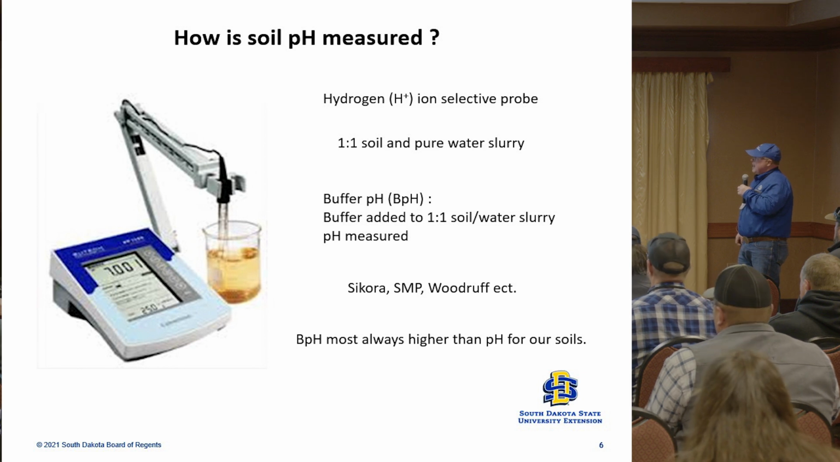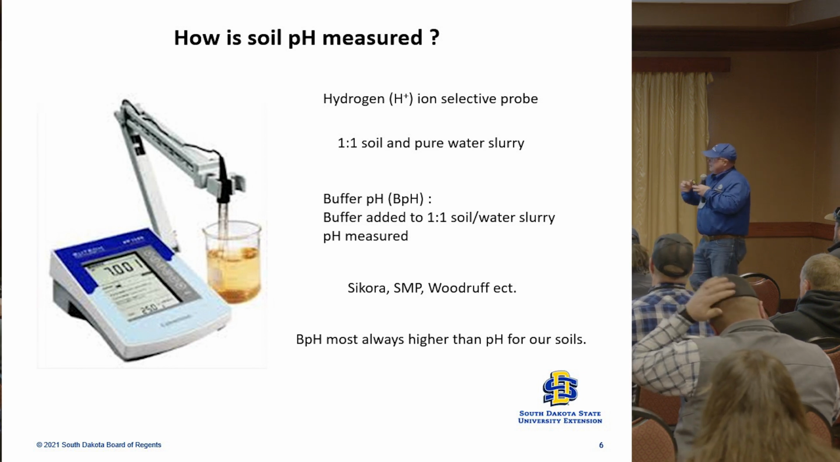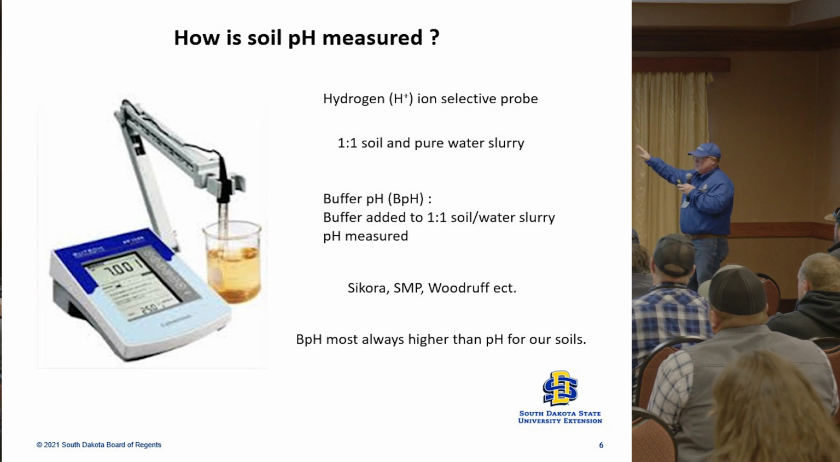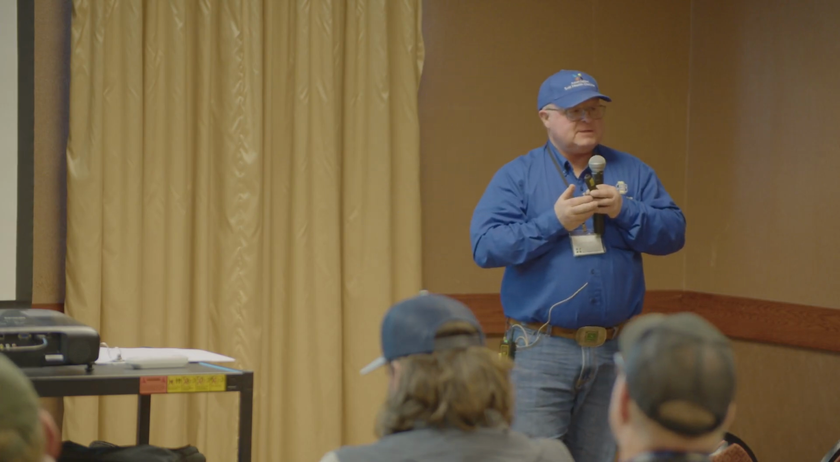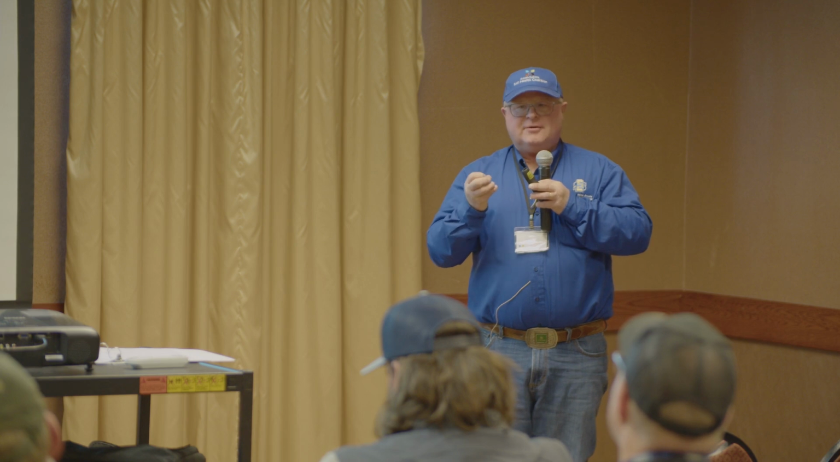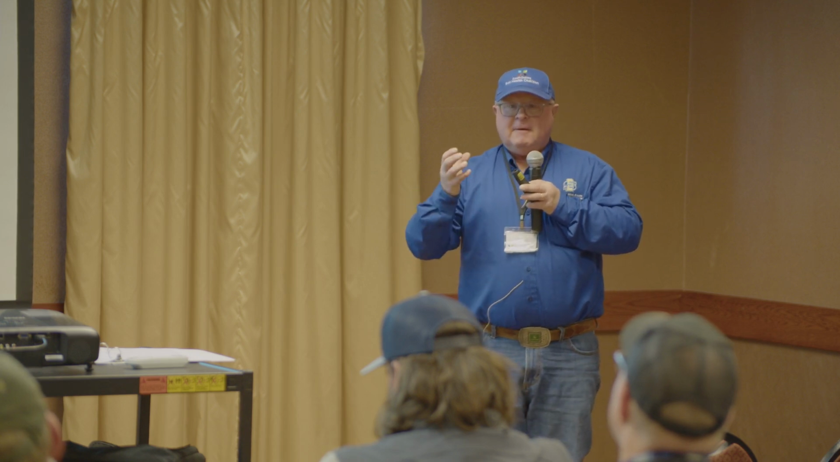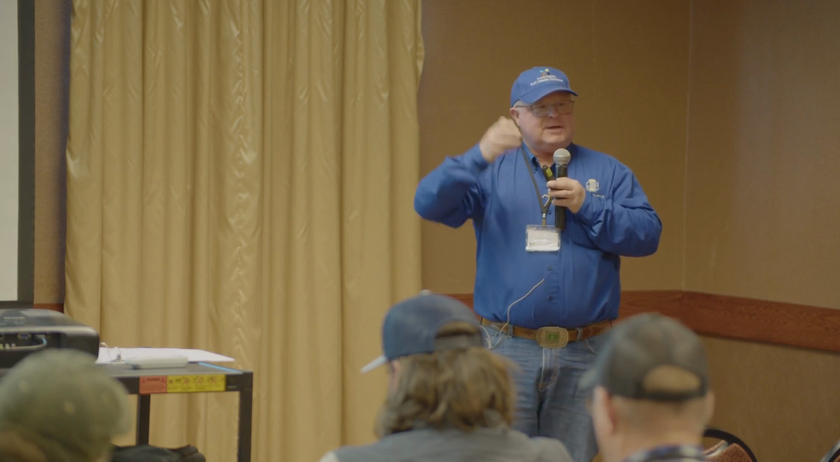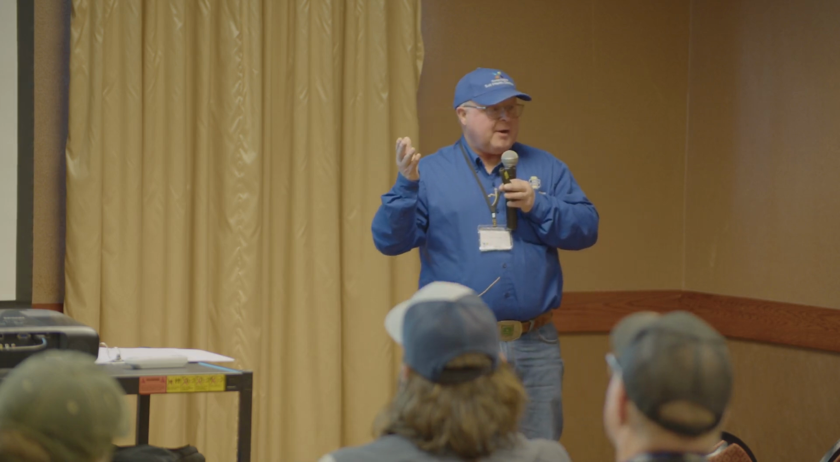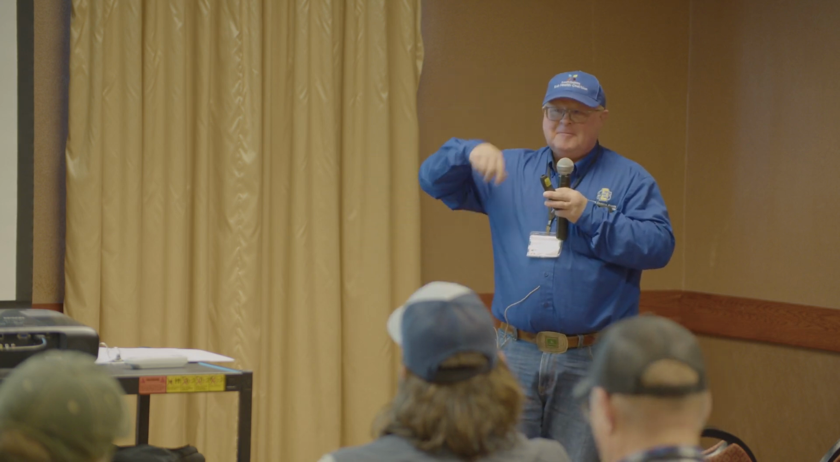In buffer pH, we add some sort of buffer to it. You may have heard of Sikora, SMP, Woodruff. What that does is that's a weak salt solution, and that encourages other minerals to dissolve. And so the buffer pH is a measurement of which direction the soil is going. Is it getting more acidic, or is it getting more alkaline or basic? For most all of our glaciated soils in this area, the buffer pH will always be higher than the water pH. That's just the way it is. If you get one that's flipped, there's probably a problem with the test.